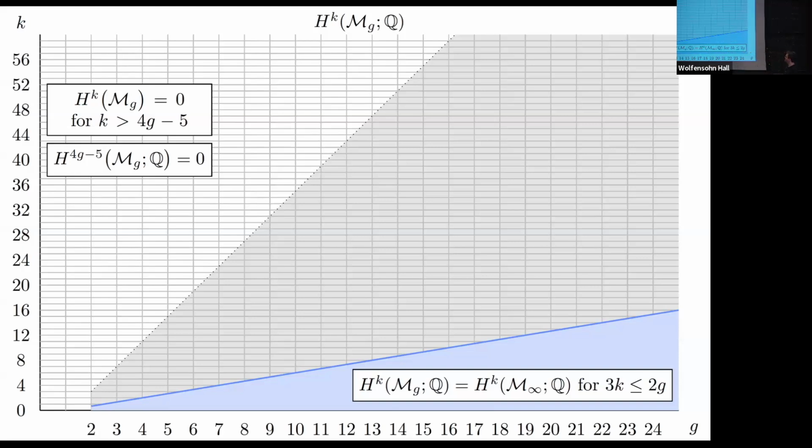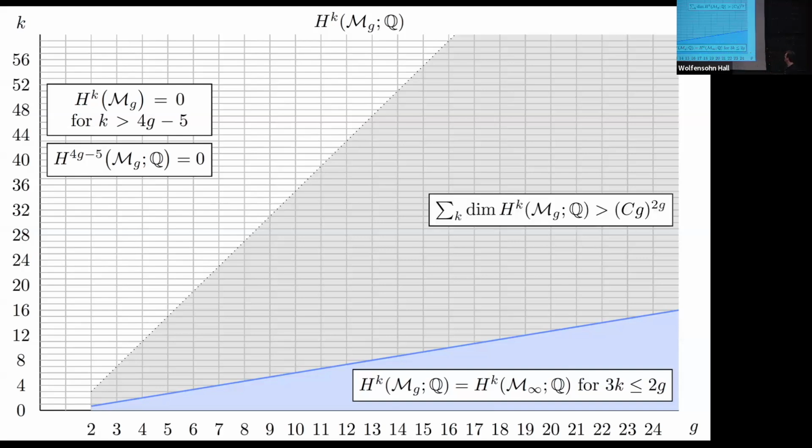This cohomology has support here up to degree 4g minus 5. There's another Euler characteristic computation of this moduli space of curves, which is due to Harer and Zagier in the 80s. So Harer and Zagier showed that the Euler characteristic of this moduli space grows super exponentially. It actually grows like g to the power of 2g.